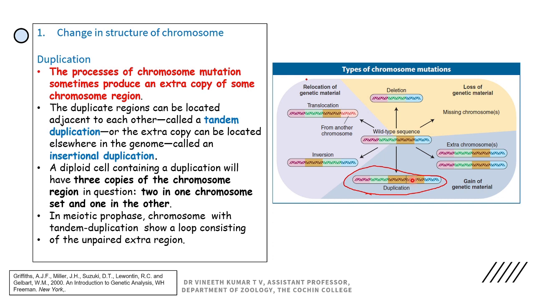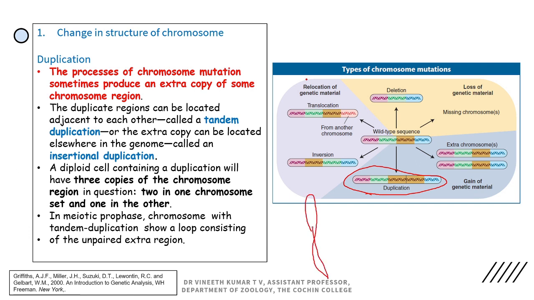And if this extra portion is located elsewhere rather than nearby, elsewhere from the duplicated gene, that will be called an insertional duplication. A diploid cell containing a duplication will have three copies. So, three copies in the sense, this is why they say that there are three copies.